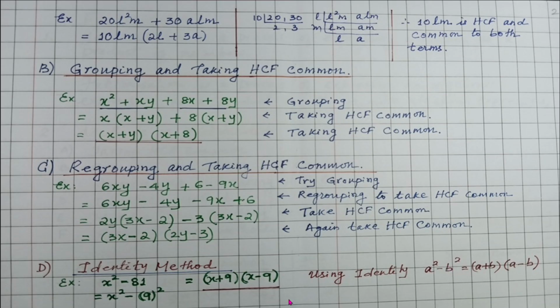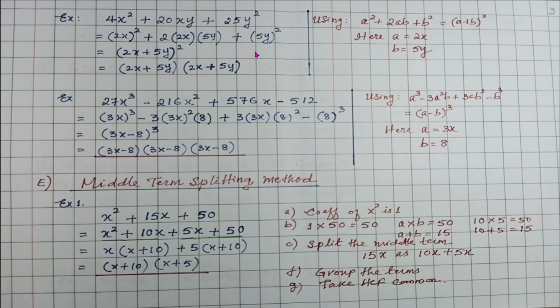So we have a square minus b square, that is x square minus 9 square, and apply the right side. So it will be a plus b and a minus b, where a is x and b is 9. Therefore x plus 9 into x minus 9. So that is the identity method. Now let us take one more example.